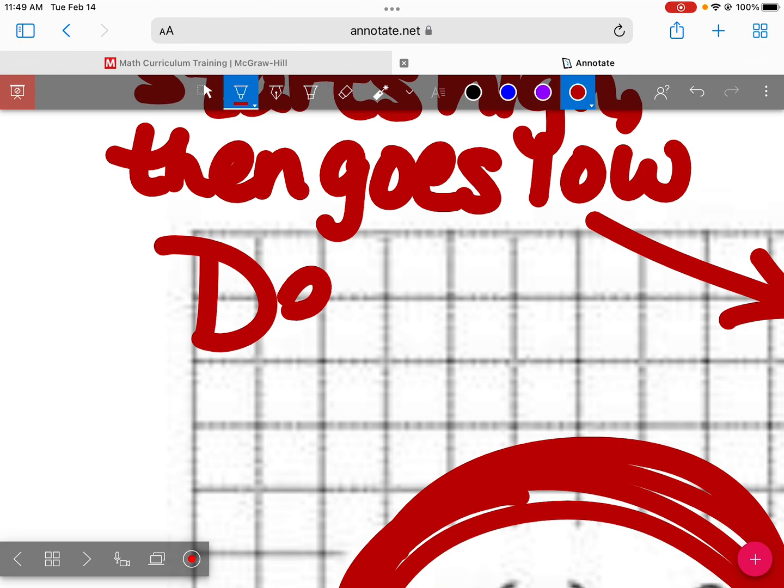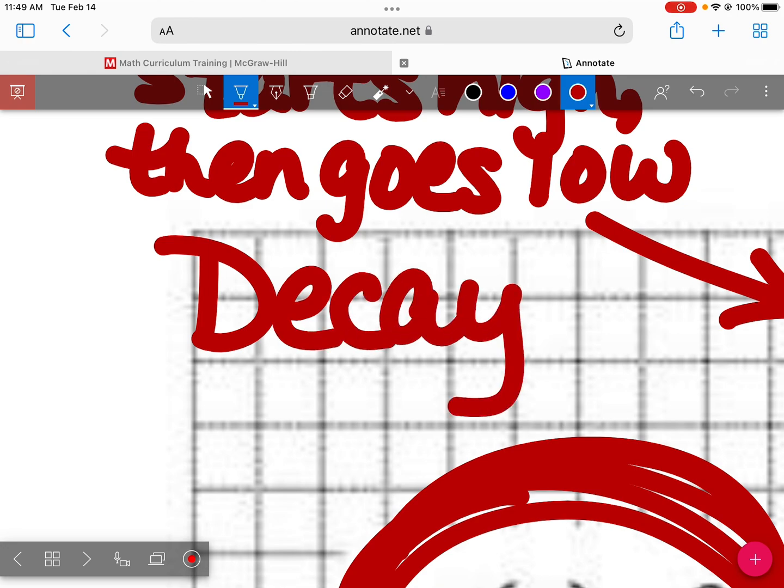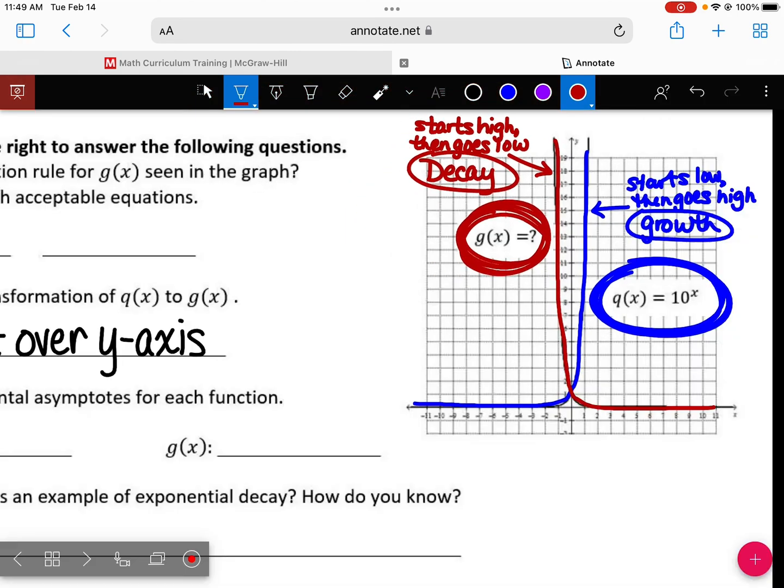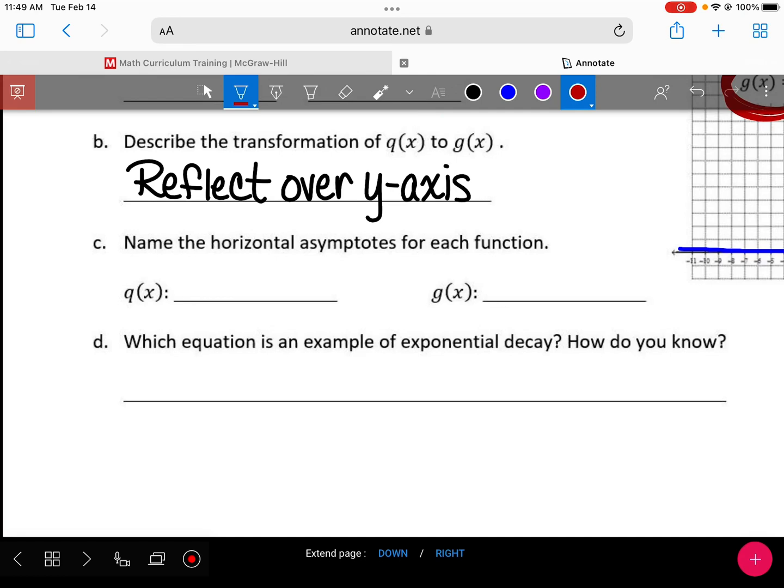This is decay. Is that any of the questions on here? No. Read through all the questions carefully. Equations. So far we just have words, right? Yeah, you need to write equations. We will. That's part A. We said part B, describe the transformation. It's reflected over the y-axis.